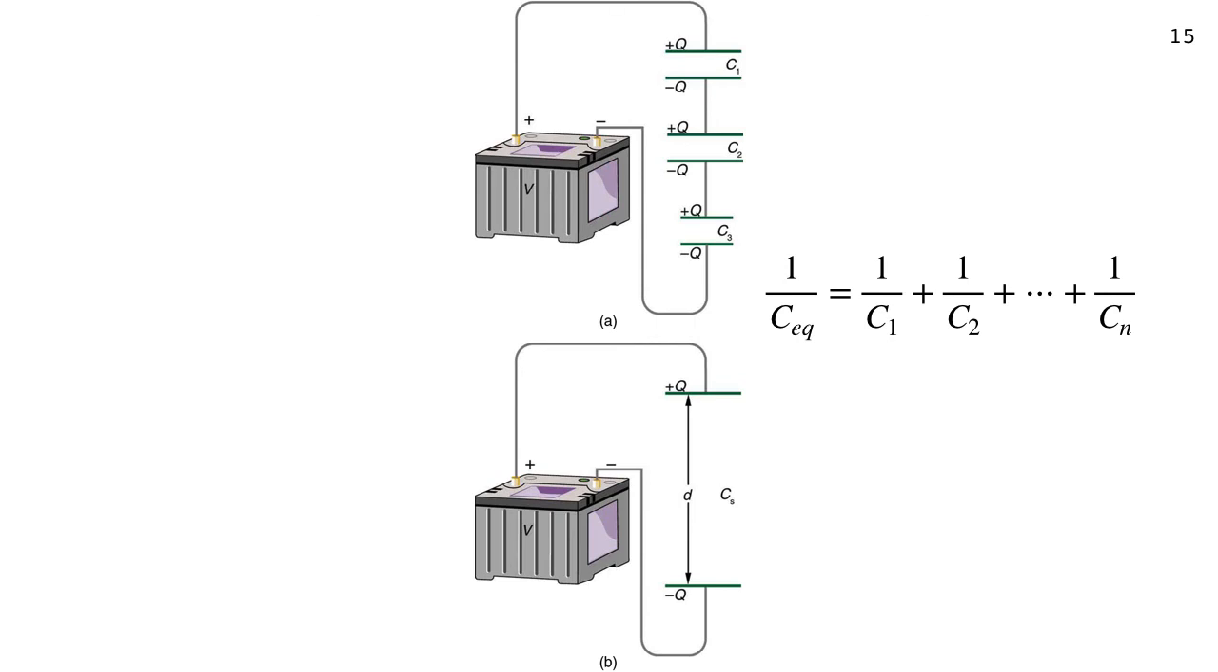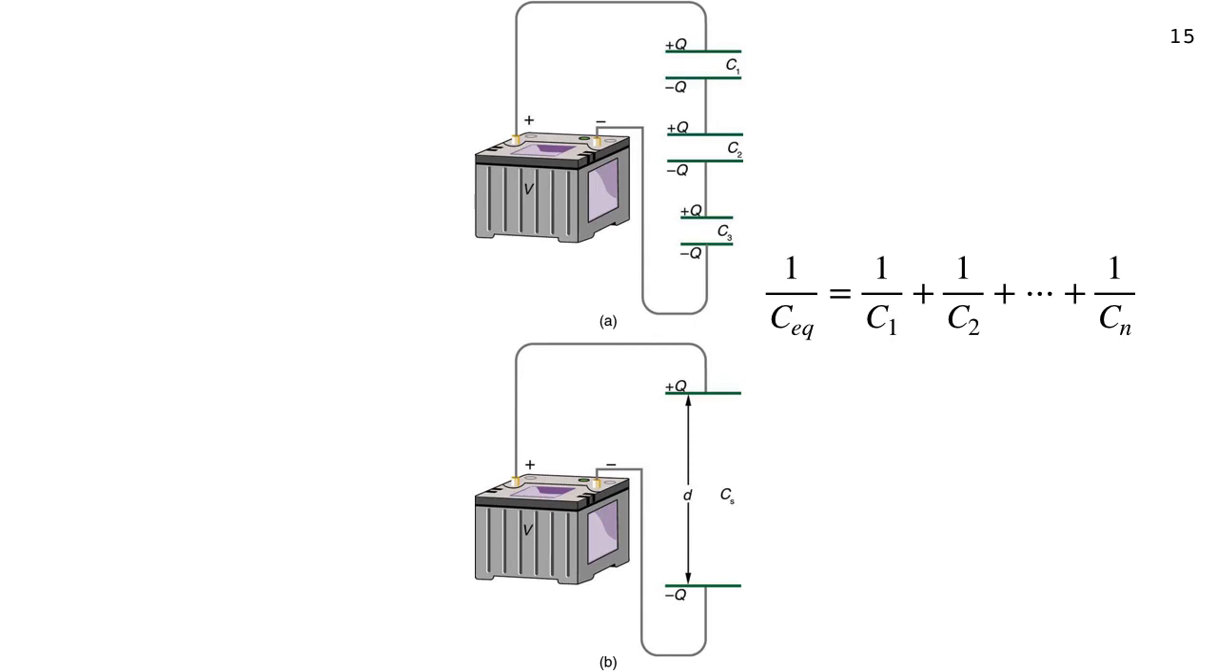All right, now you're going to do a problem with this in just a few minutes. Okay, Jordan, it's coming. You're going to have to use this. You're going to have, I think it's two series and one parallel to that.